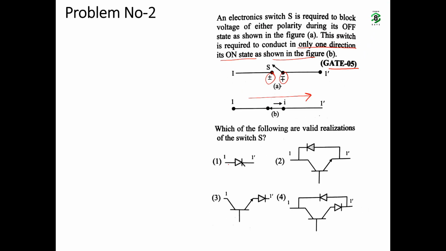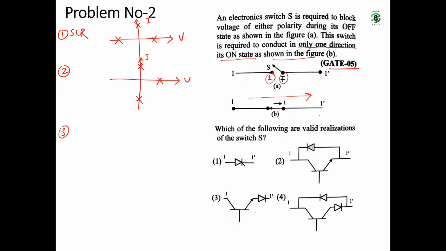First one, see, this is SCR. So SCR we have seen its characteristics. It can block both polarities of voltage and it will flow current in only one direction. Next, the second option is BJT with anti-parallel diode, just like a MOSFET. Its behavior is that it will block only one polarity of voltage, but it will allow current flow in both directions.